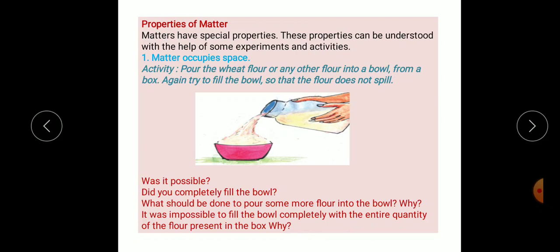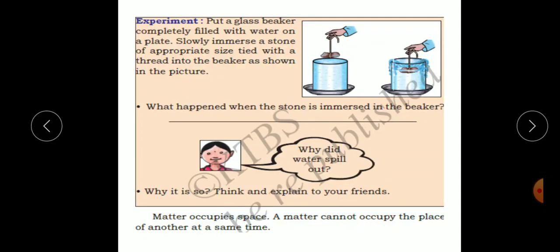So next, we can take another bowl and fill it with the wheat flour. In this activity we can say that matter occupies space, that wheat flour is matter and it occupies space. Next experiment is, put a glass beaker completely filled with water on a plate. Slowly immerse a stone of appropriate size tied with a thread into the beaker as shown in the picture.